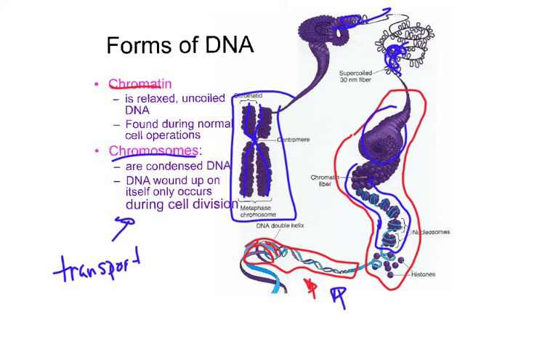This would be eukaryotes. Prokaryotes have a single chromosome, and it's a circular chromosome. So a prokaryote has only one, and it's a circle, not a strand, and so it's attached. There's no start or no end.